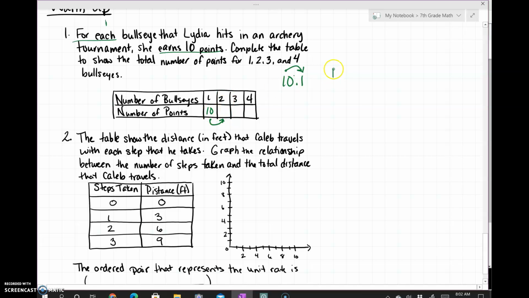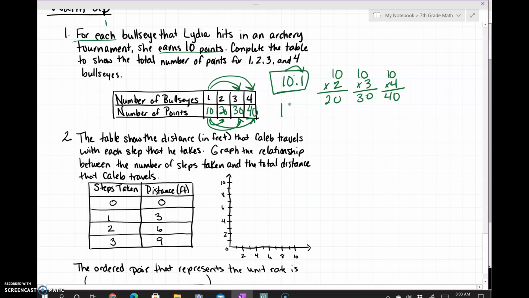It's how many bullseyes, so it's going to be 10 times 2, which is 20. Then what do I multiply to get here? I'm going to multiply 10 by 3, which gives me 30, because I'm multiplying the number of points by how many bullseyes she gets. To get to 4, I have to take 10 times 4, which gives me 40. So we know our unit rate is 10 to 1. Our constant of proportionality is going to be 10. That's that number that I multiply by.